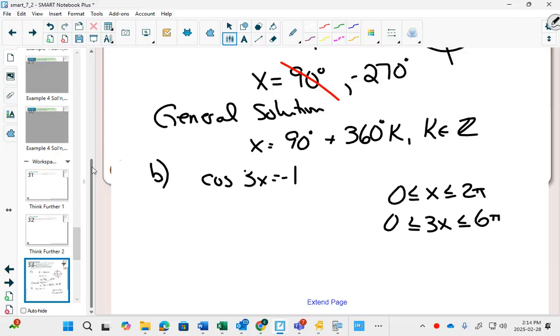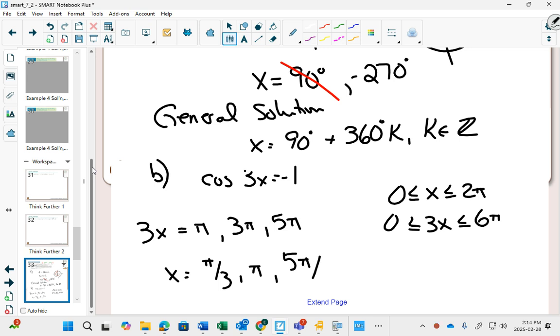So we've got between 0 and 6 pi. Then we solve for 3x like normal. Is minus 1 on your pie plate? Yes, it's the axis family. Cos is your x coordinate. Minus 1 is over here at pi. First time around would be pi. Second time around, 3 pi. Third time around, 5 pi. So we can solve for x by dividing each by 3.